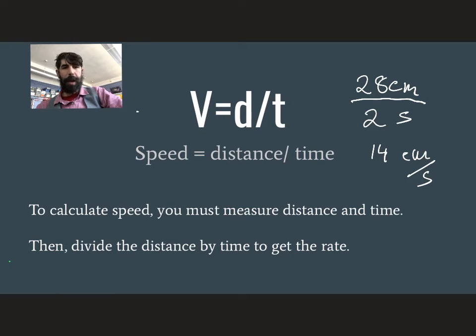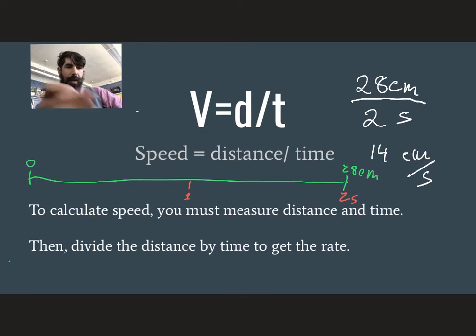Let's say my car traveled 28 centimeters. That's represented by this green line. And it went in 2 seconds. I want to know the rate. I want to know how far it went in 1 second. Well, 1 second is right here.